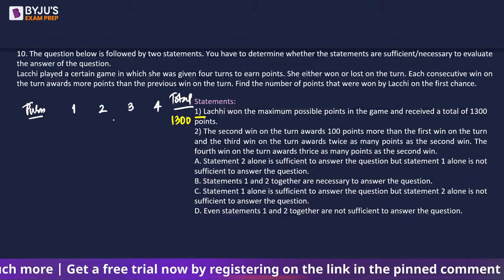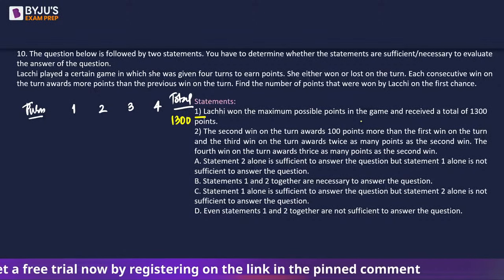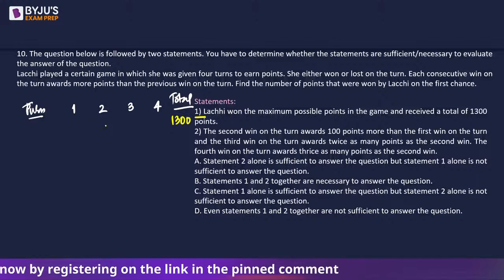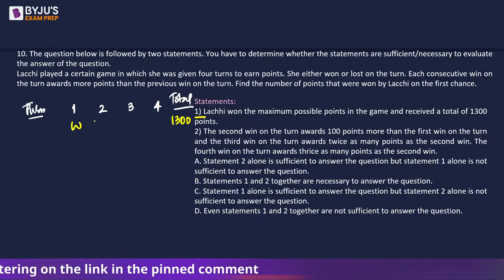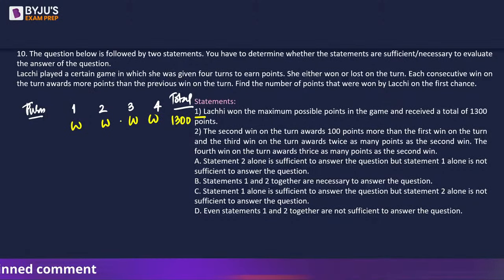Okay. So since it is given that Lachi won the maximum possible points, it could only be possible if she won all of them, right? So win, win, win, win. But what the first number was, what the second was, we don't know anything, right? So from the first alone, we will not get the answer. Now let's look at the second one.